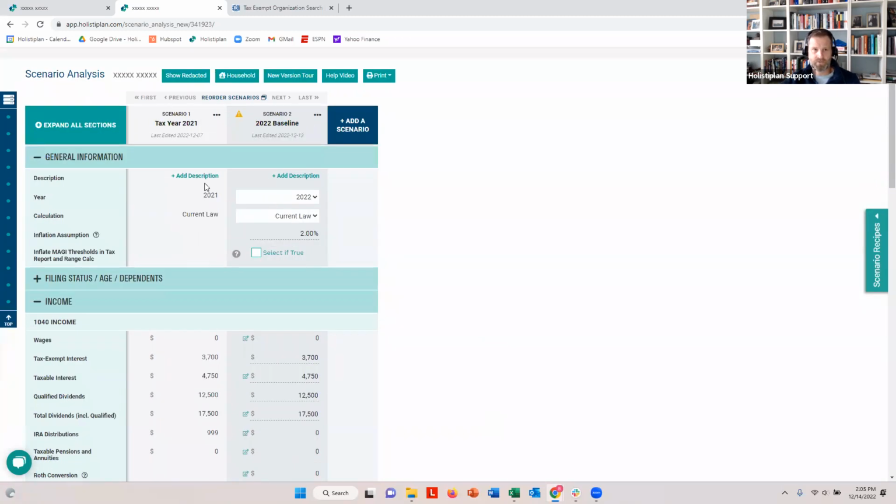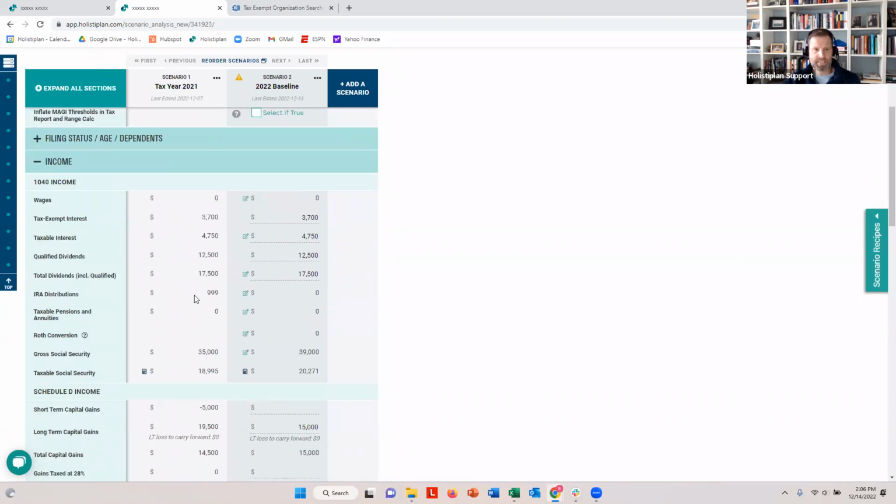So this is their 2021. Just for a little bit of background for these folks, at least in 2021, Robert wasn't yet needing to take required minimum distributions. They have some Social Security income and some investment income, but that's pretty much it. They've got a little bit of rental income, and this $999 was meant to be, at least in that year, like a very small Roth conversion.